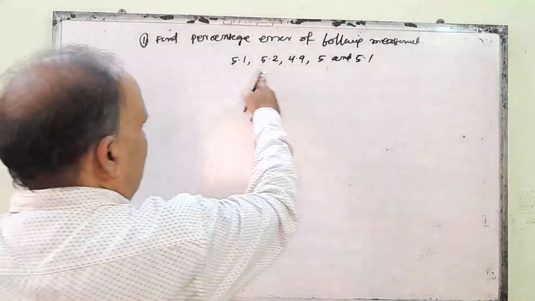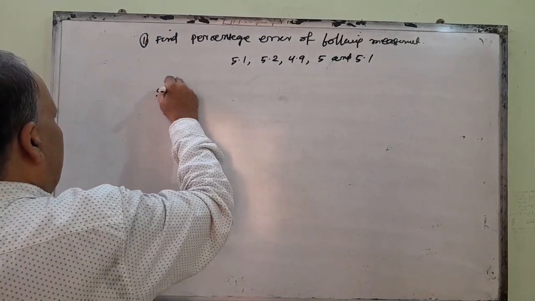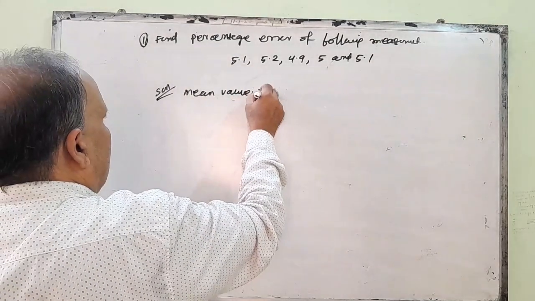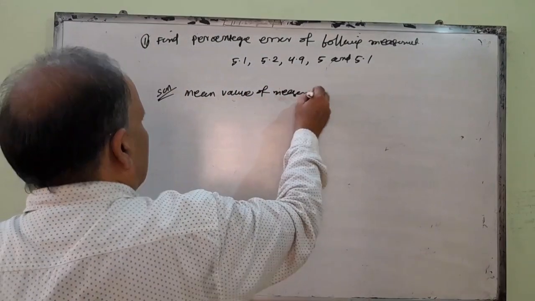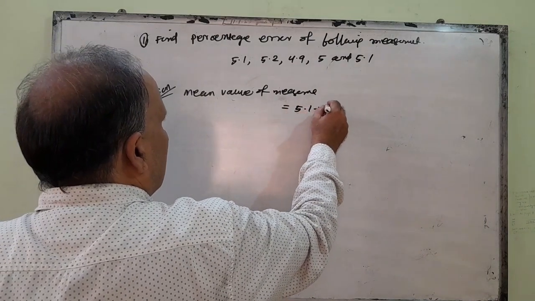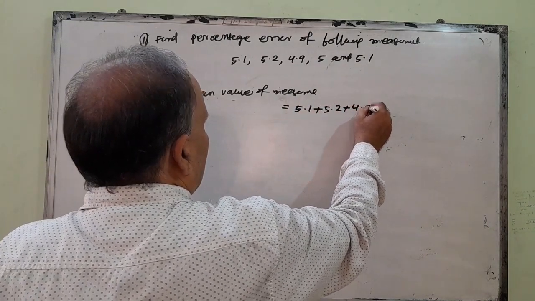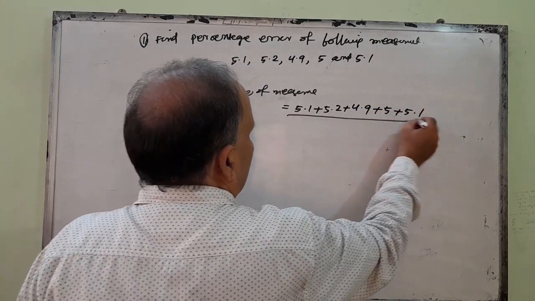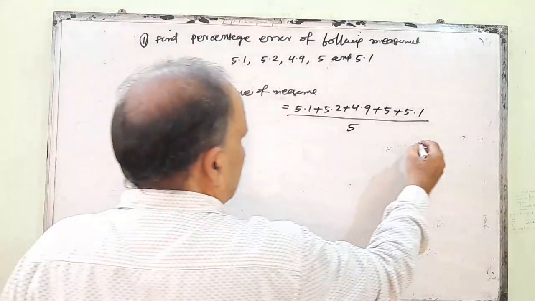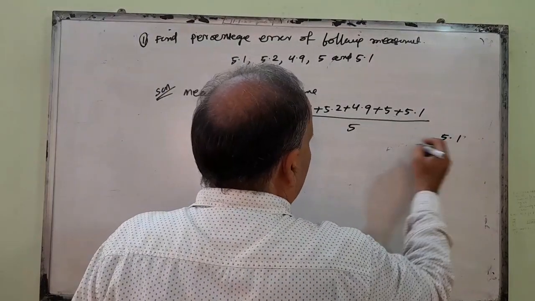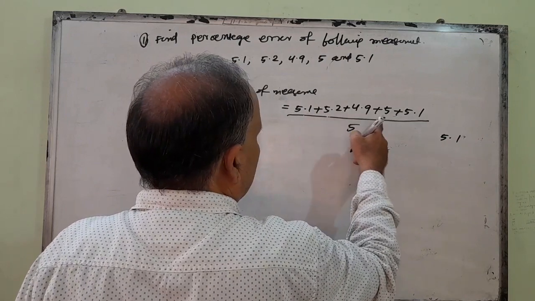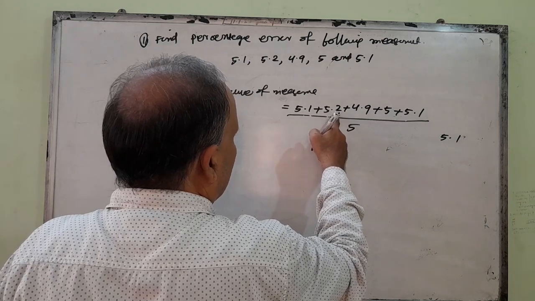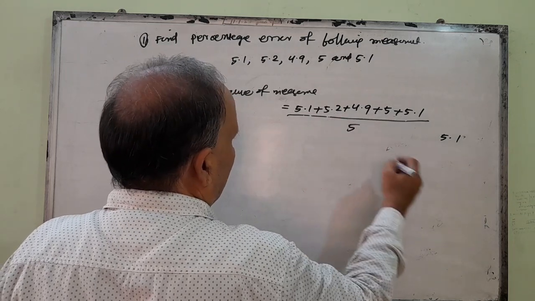You see, there are 5 measurements. First you find mean value. Mean value of the measurements is equal to 5.1 plus 5.2 plus 4.9 plus 5 plus 5.1 divided by 5. You add all these. 5.1, 5 plus 5 plus 5 plus 5, your 1, 0.1, 0.3, your 0.9.